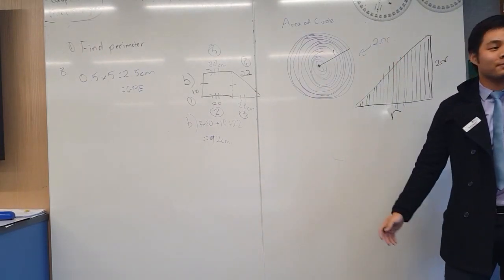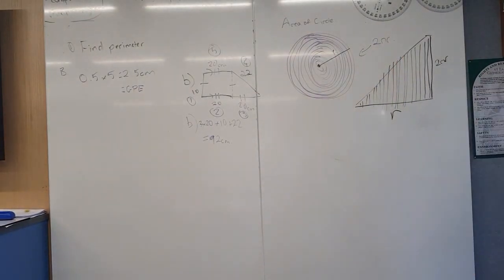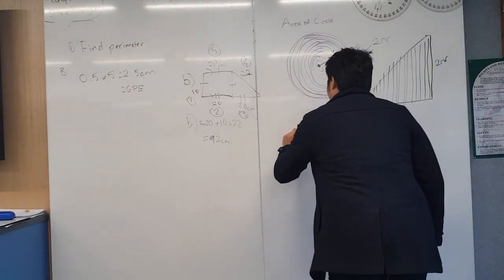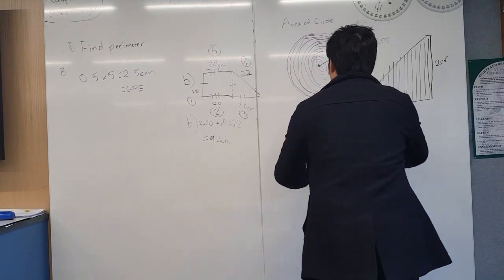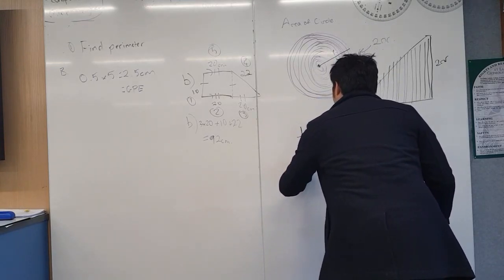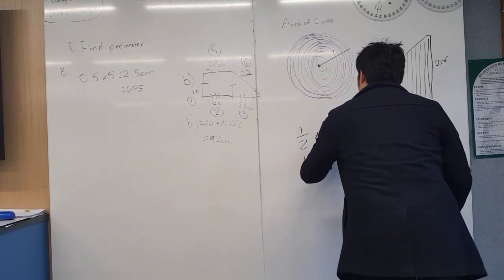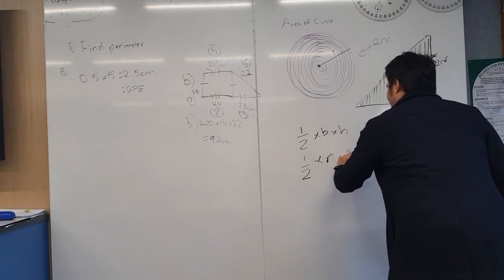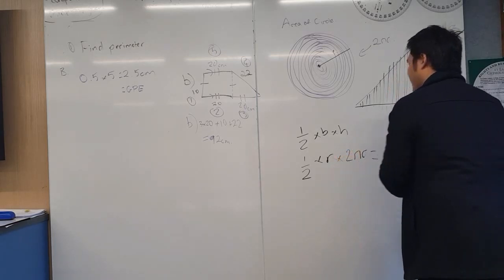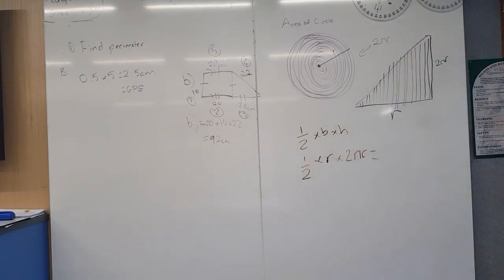Area of a triangle. So it's half times base times height. Okay? So I'm going to substitute it in. Our base is r, and what's our height? 2 pi r. I'm trying to explain to you why pi r squared is the area of a circle.